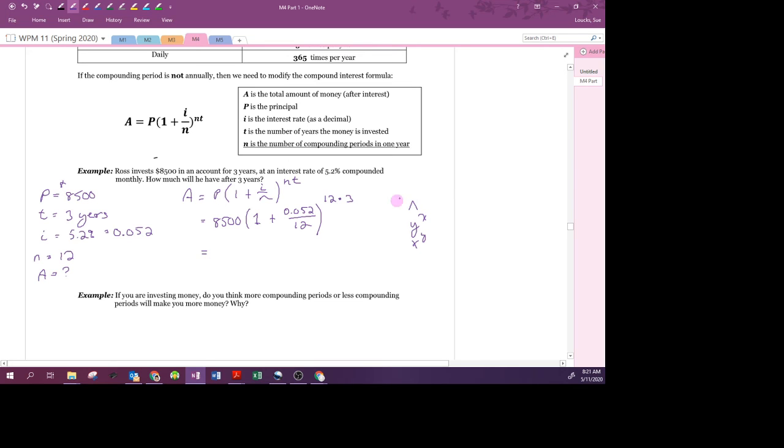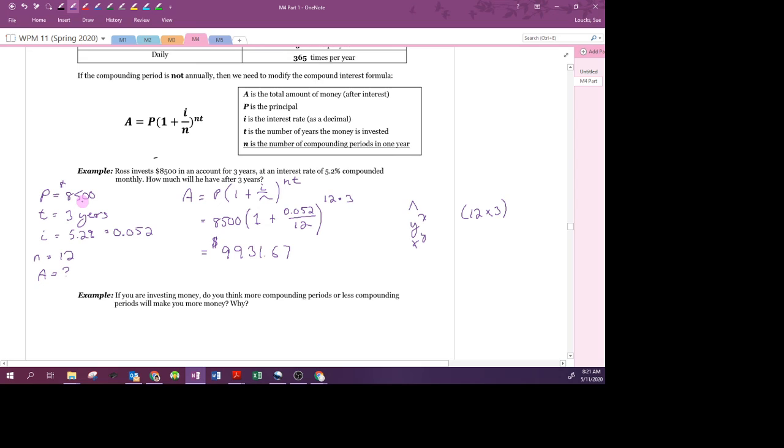And then make sure that you do the 12 times 3 with brackets around it, okay? And the answer that you should get is $9,931.67. Okay, so make sure you check that, and then make sure that the number that you're coming up with makes sense. It's got to be bigger than 8,500.